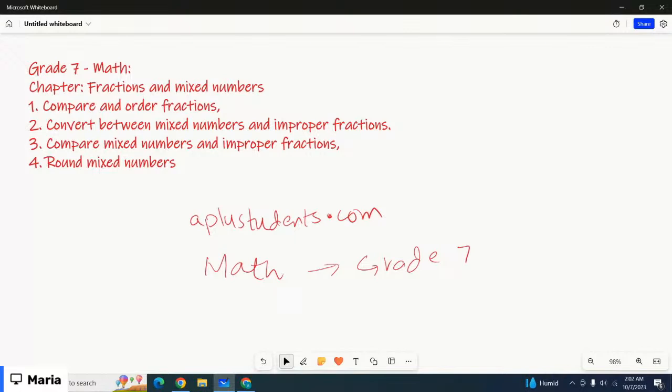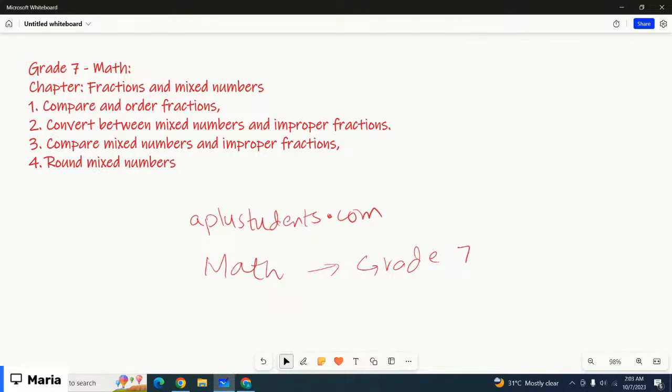We're going to start with the chapter fractions and mixed numbers. The lessons we are going to cover from the chapter are compare and order fractions, convert between mixed numbers and improper fractions, compare mixed numbers and improper fractions, and then round mixed numbers. Please make sure you have your notebook and pencil so that you can note down the important examples and definitions as well. So let's start with the first lesson.